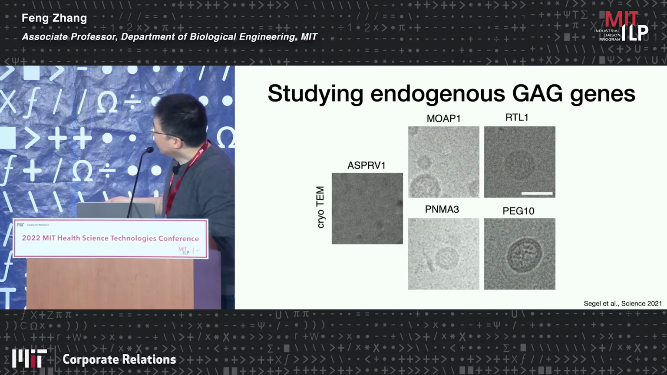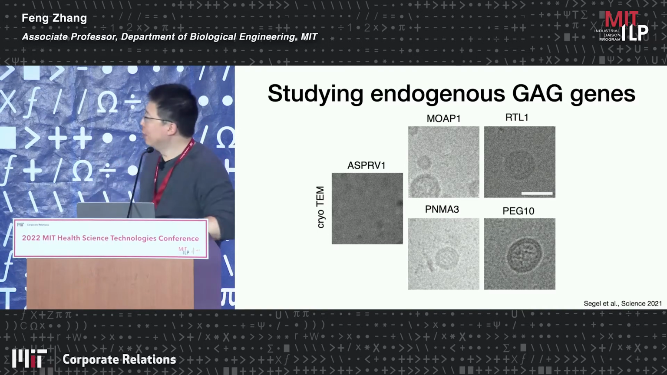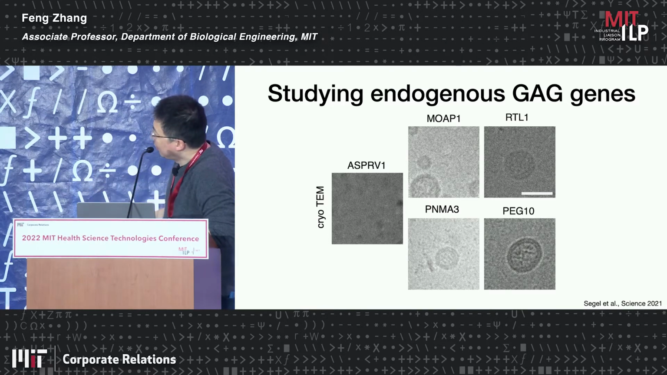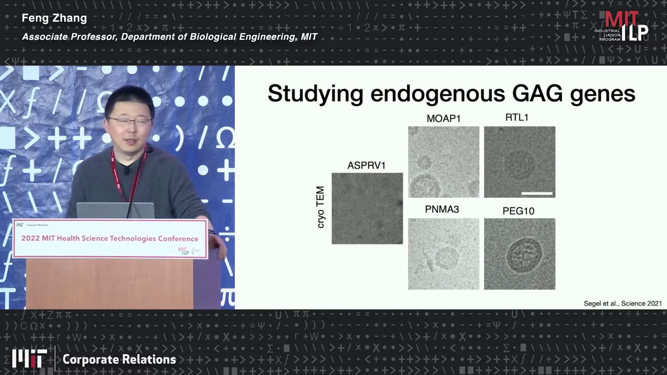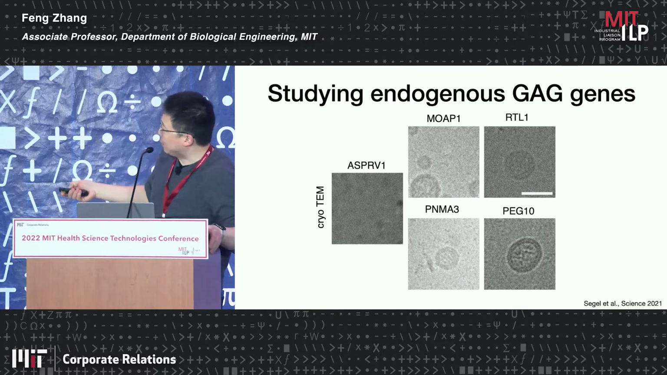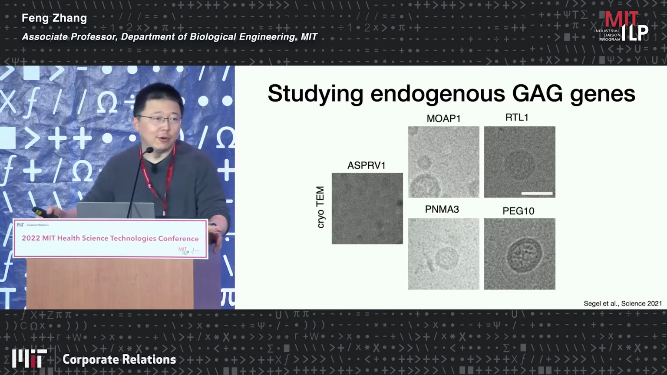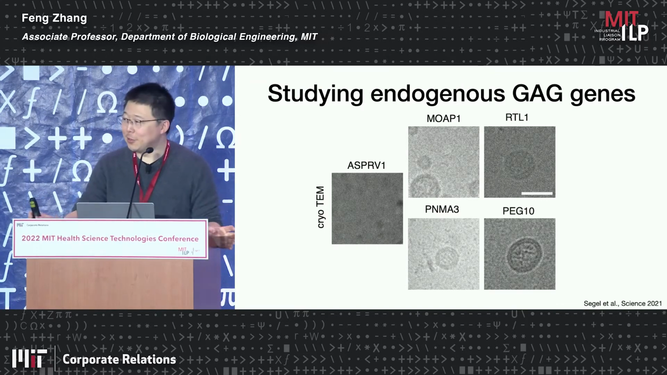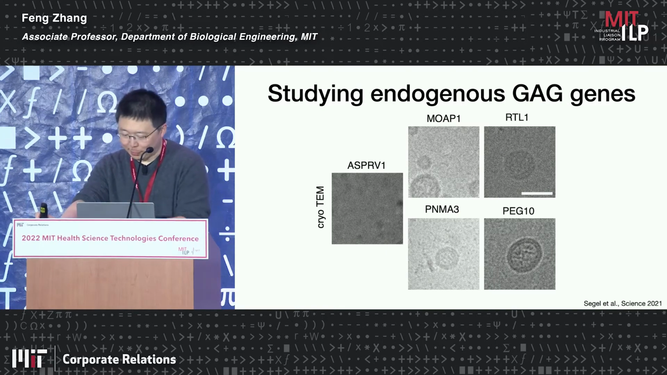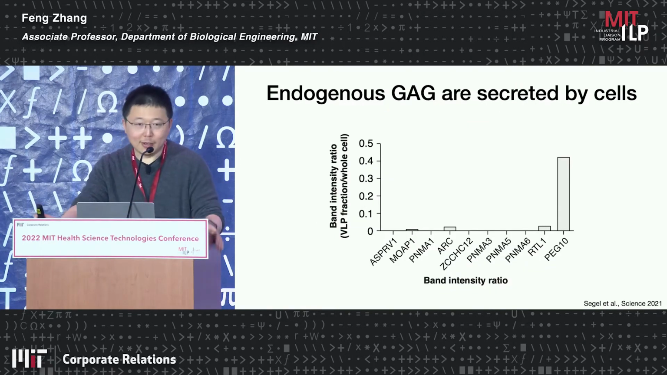So we studied a number of them, and we expressed them in E. coli, and we purified it. These are 5 examples. What you see is that many of them, like MOAP1, RTL1, PMA3 or PEG10, form these virus-like structures out of the in vitro purified recombinant protein. But not all of them form virus-like structures. ASPRV1, for example, doesn't. But this is a good starting point because most of them form viruses or virus-like particles. And so we studied these different ones.